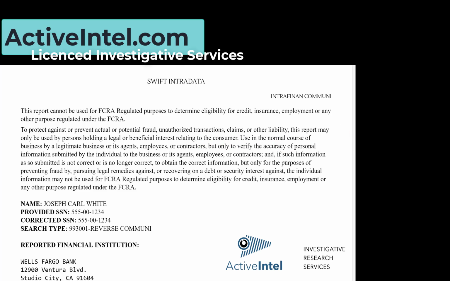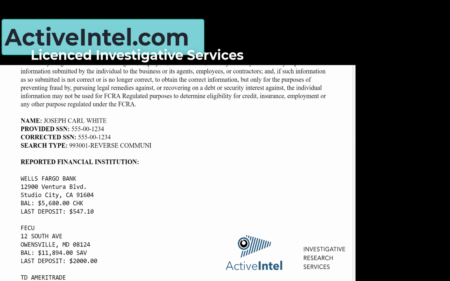So once you get past that, you will see that it'll first state the name of the party upon whom a bank account search was performed. In this case, it's a sample name, Joseph Carl White. Again, this is not a real person. This is just for the purpose of looking at the format of a report.